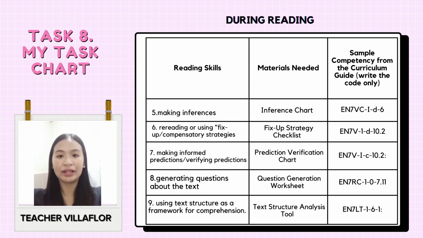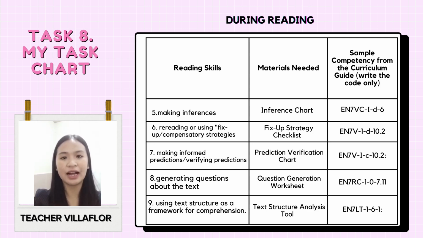Last, number 9, reading skill: using text structure as a framework for comprehension. The materials needed: text structure analysis tool. The sample competency from the curriculum guide: EN7LT-1-6-1. Using text structure as a framework helps students organize their understanding of materials. The tool allows them to identify how the text is organized, which aids in comprehension and retention. This curriculum code highlights the importance of structural awareness in reading.